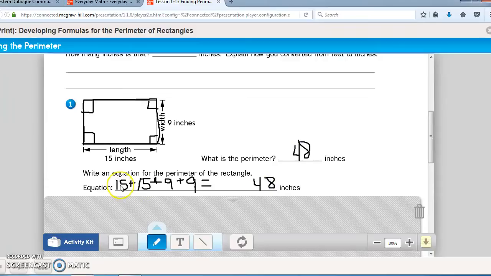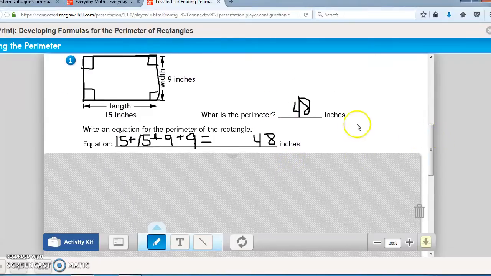And there's my equation. 15 plus 15 plus 9 plus 9. 4 sides, 4 numbers. We are adding the length plus the length plus the width plus the width. So our formula could be written as L plus L plus W plus W equals P. Again, L stands for length, W for width, and P for perimeter, and that's what we did right here, only instead we put the numbers in place of the letters. Instead of writing length, we just wrote 15, and instead of writing width as a W, we wrote it in as 9.